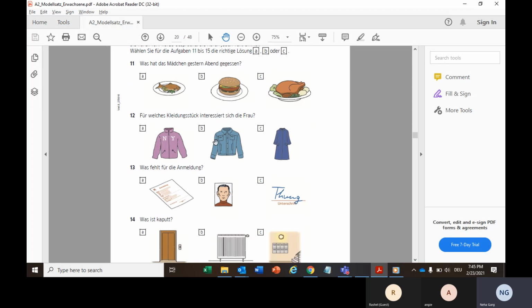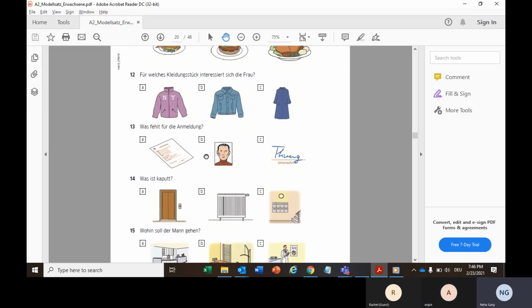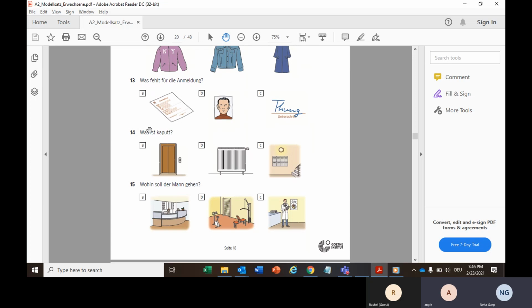12. Für welches Kleidungsstück interessiert sich die Frau? A, B oder C? A. Richtig. 13. Was fehlt für die Anmeldung? A, B oder C? B. So the form is not missing, the signature is not missing, only the photo is missing. So the man said, I'll get that to you tomorrow. So B is the correct answer.